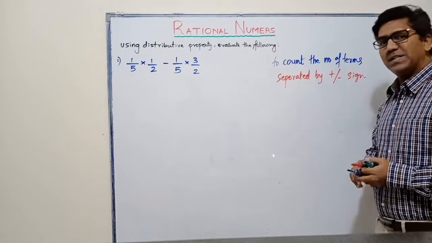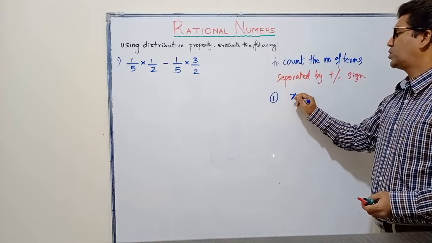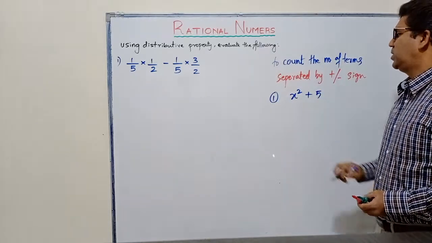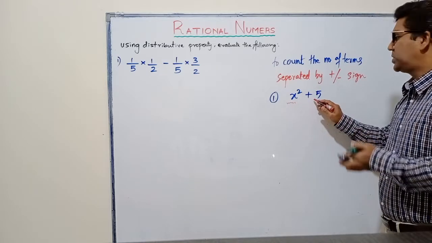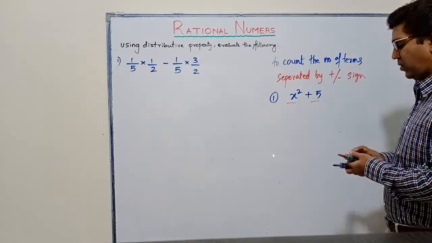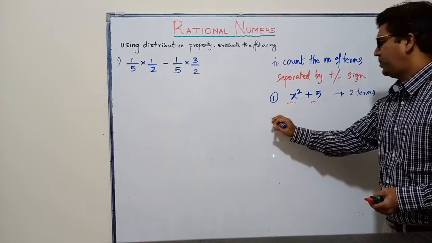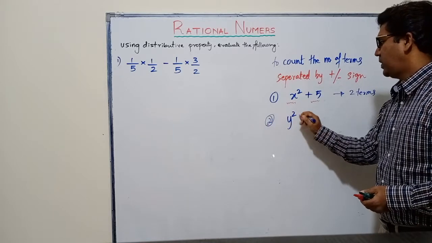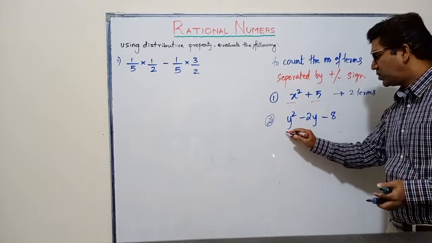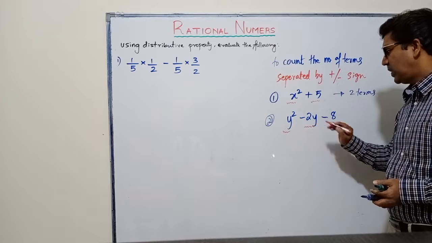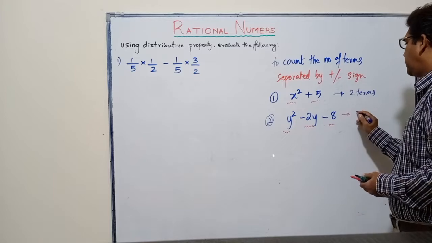So now I'll write some examples. Let's count the number of terms. I have here x square plus 5. You can see x square is my first term, then I have a plus sign, so the next term starts, and plus 5 is the second term. So I have two terms here. Pretty easy. Now y square minus 2y minus 8. Y square is my first term, minus 2y is the second term, and minus 8 is the third term. So altogether here I have three terms.